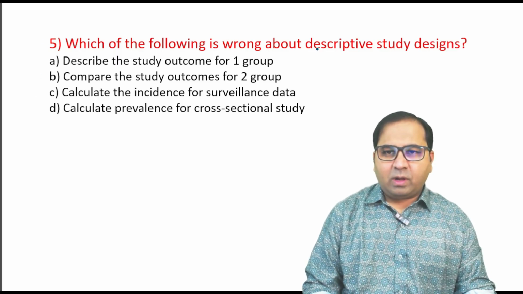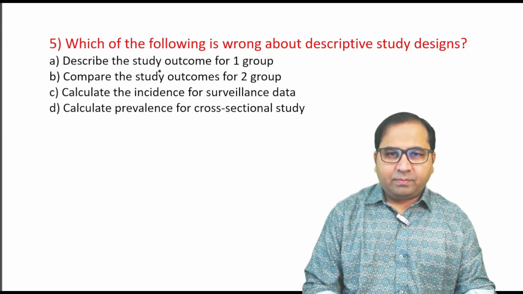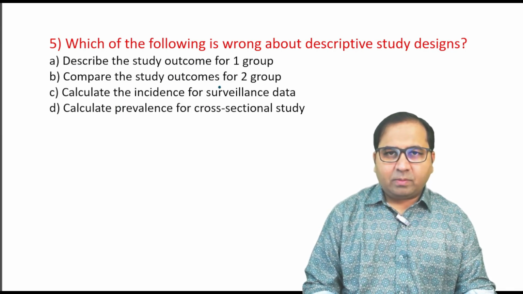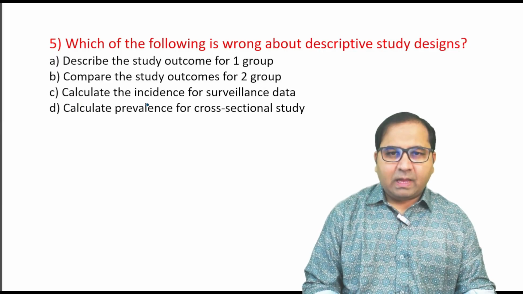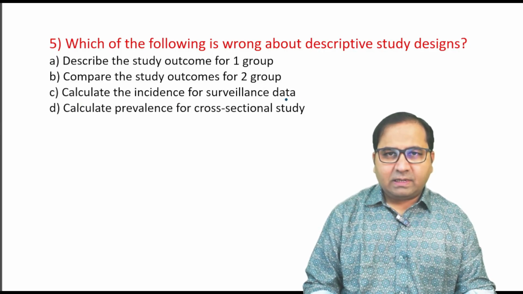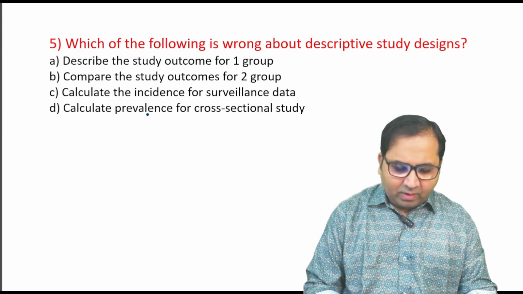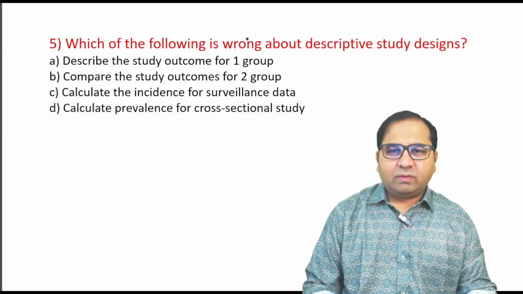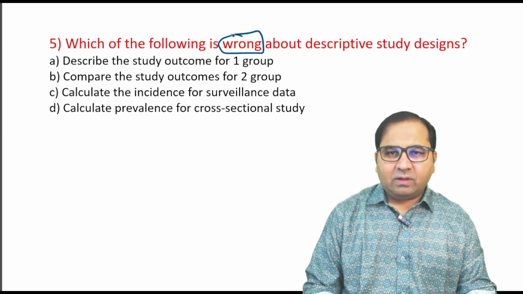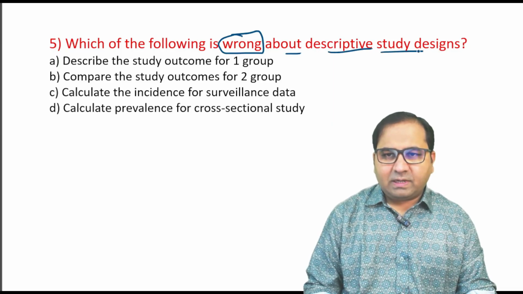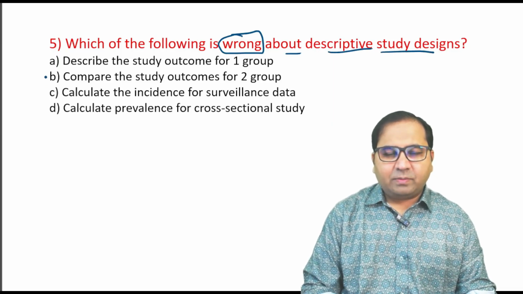Which of the following is wrong about descriptive study designs? The options they gave are A. Describe the study outcome for one group. B. Compare the study outcomes for two groups. C. Calculate the incidence for surveillance data. Or D. Calculate the prevalence for cross-sectional study. What is the answer for this question? Which of the following is wrong? They have said wrong about the descriptive study designs. The answer is that option B is wrong. The rest of the options are correct.